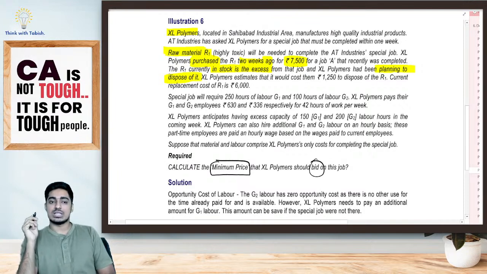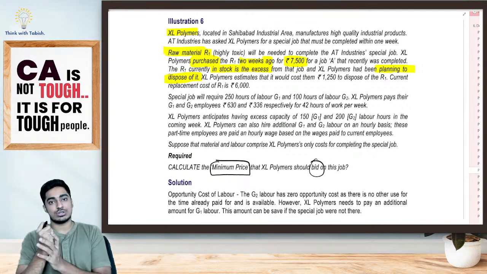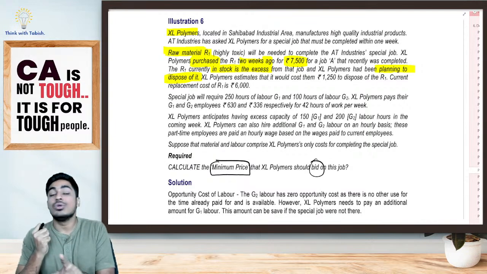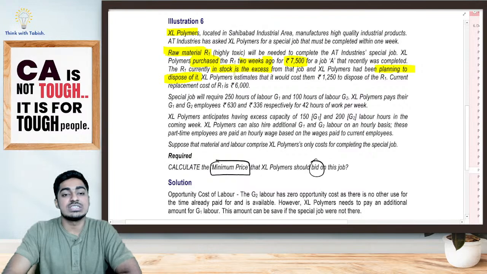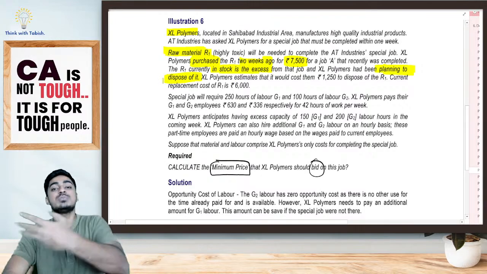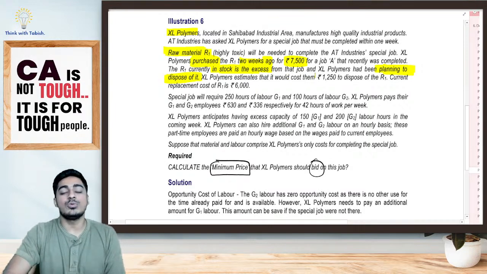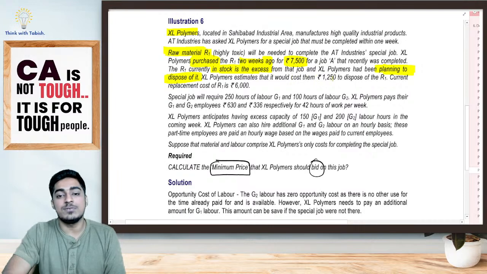So what is the meaning, students? Raw material R1 is needed. Is it in stock? Yes, it is in stock. Is it regularly used? No, it is not regularly used. What is the question telling? It is in excess, and we were planning to dispose of it, sell it off as scrap. The company is telling that it would cost them 1,250 to dispose of R1.